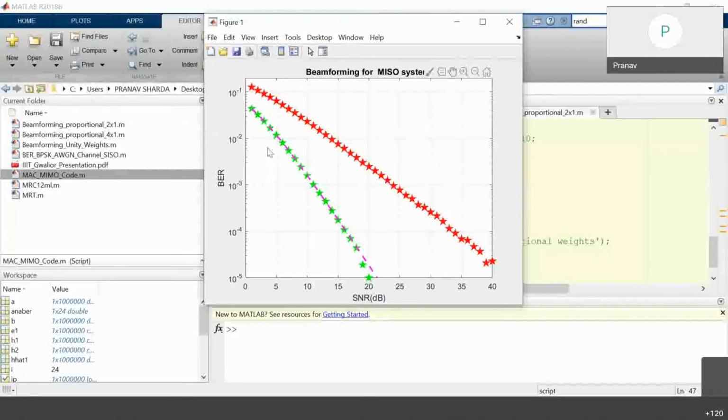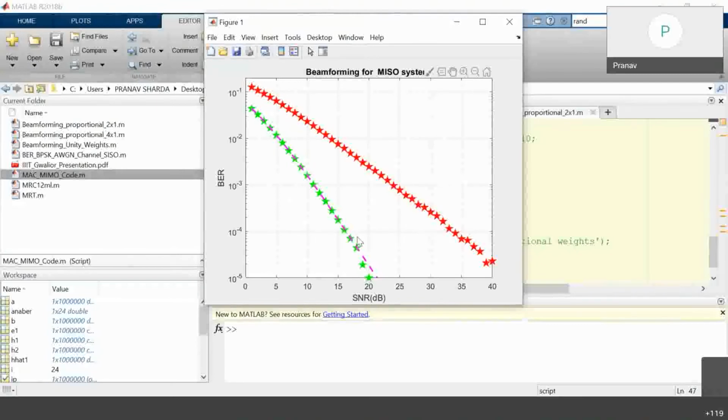When you select the weights in accordance to the knowledge of the channel coefficients, the BER performance enhances significantly. If you cut these two curves at a BER of 10 to the power -4, then approximately we have an SNR performance gain of around 12 dB.